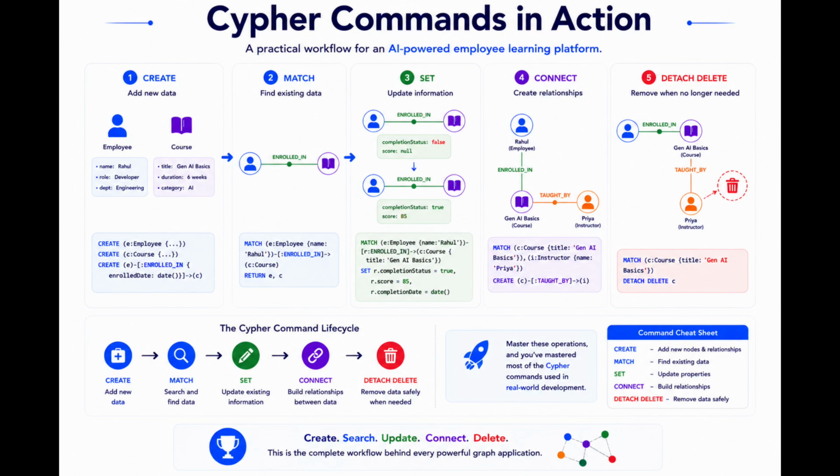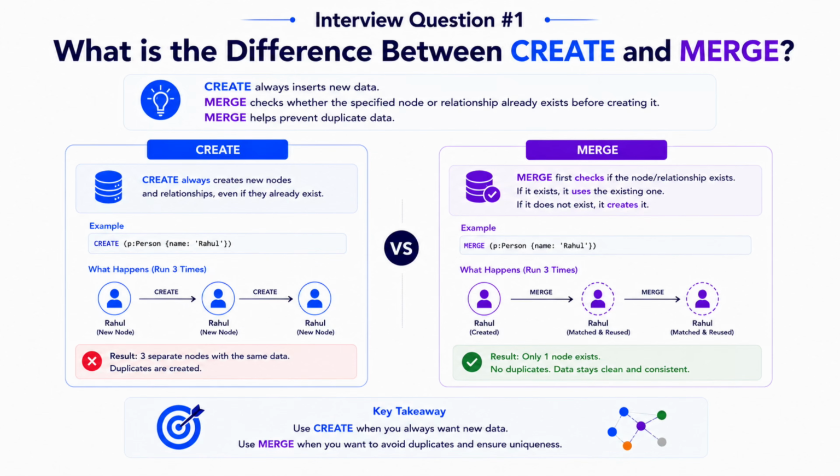Almost every graph application follows a similar life cycle: create data, search data, update data, connect data, delete data when necessary. Once you understand these operations, you already know most of the Cypher commands used in day-to-day development. Now, before we wrap up, let us go through a few interview questions that are commonly asked.